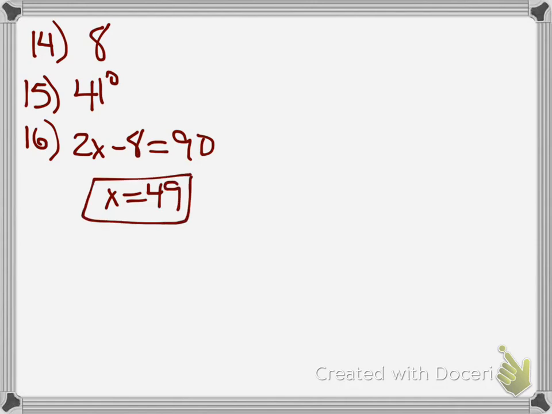On a kite, we want to make sure that we realize, again, all central angles are equal to 90 degrees. So number 17 is just 90.